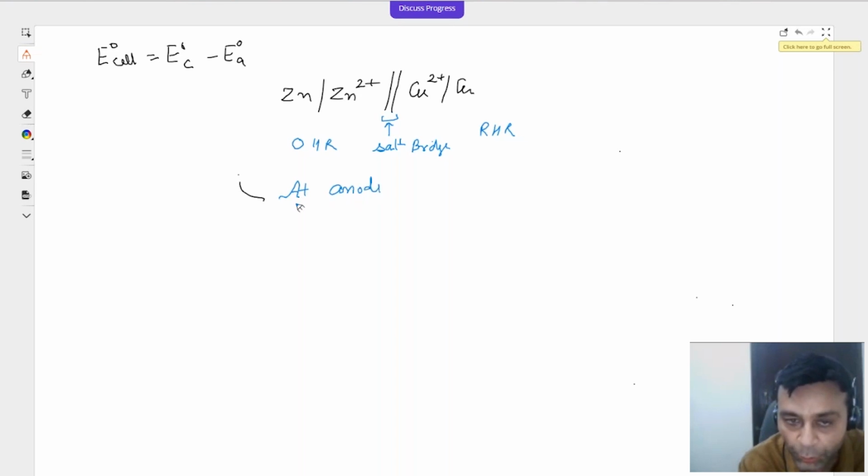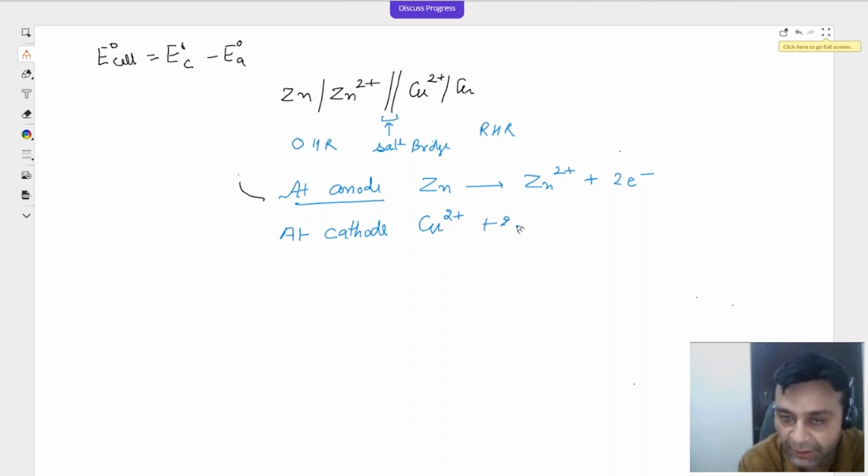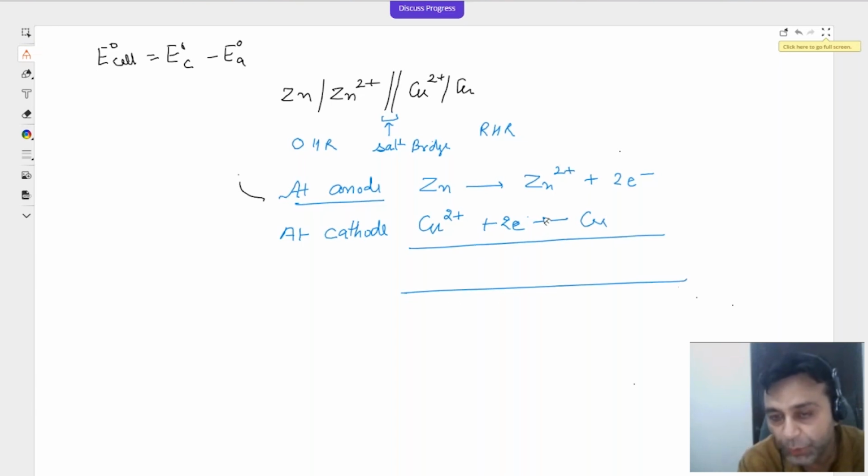At anode, what happens? Reduction, oxidation? Oxidation, yes. So this zinc will undergo oxidation. And at cathode, reduction takes place, right? So the copper ions undergo reduction, gain of electron, and become copper, right? If you add these two equations here, you can cancel out the electrons. Zinc plus copper ions to give copper and zinc 2 positive ion.